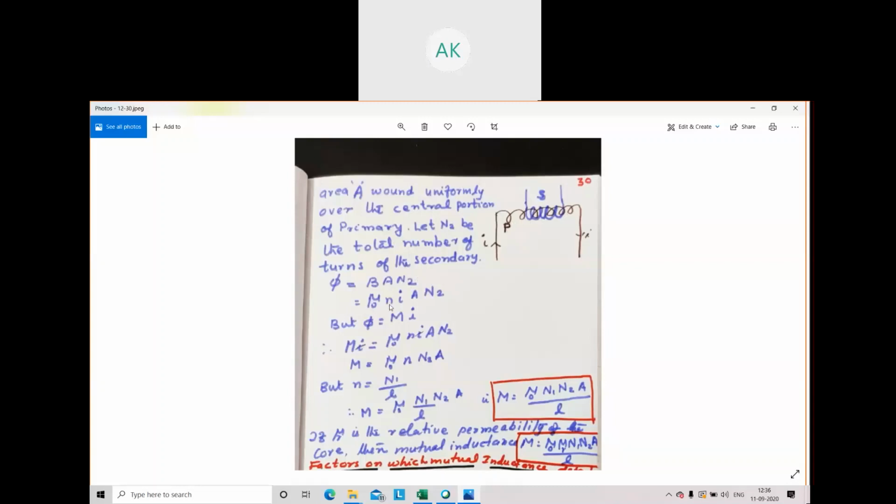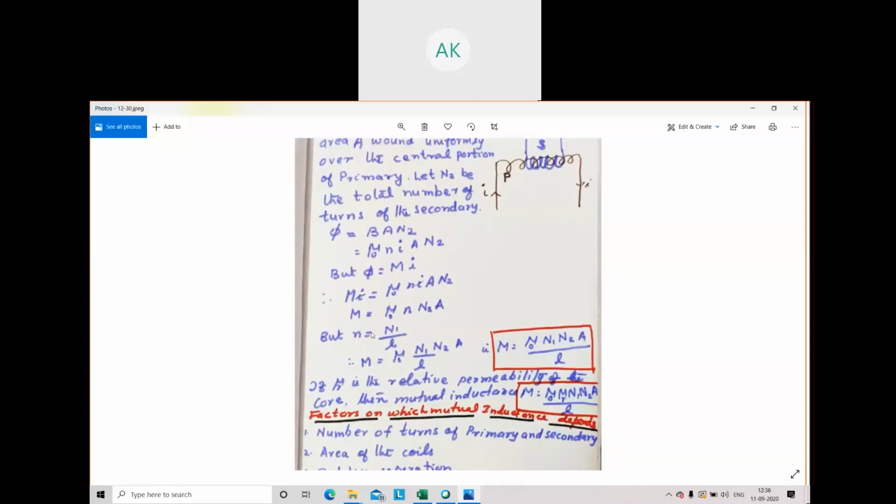B equals mu 0 n i, where i is the current sent through the solenoid. What is the magnetic field inside at the center part? It is mu 0 n i, where n is the number of turns per unit length. So the flux is mu 0 n i A into N2. That is the flux linked with the secondary coil. But phi equals M i, we know, so we can equate them: M i equals mu 0 n i A N2. I gets cancelled and we get the mutual inductance M equals mu 0 small n N2 into A.